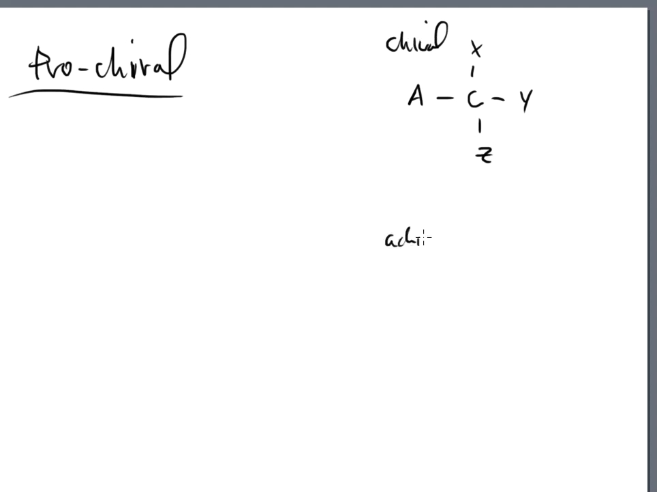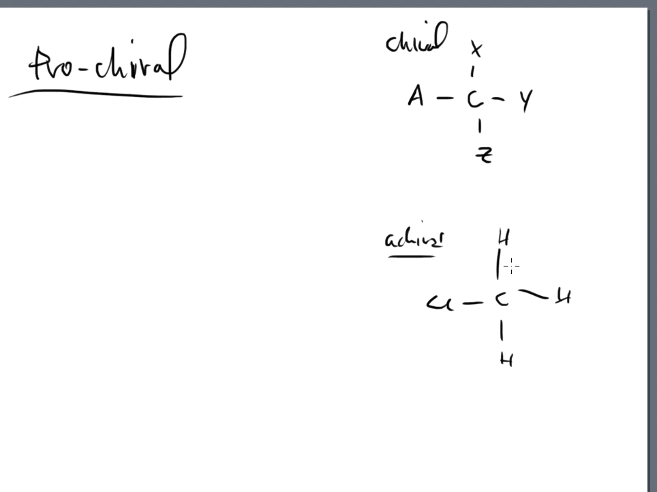Then we also have something called achiral, which is a carbon that does not have 4 different groups. So let's just say we have a hydrogen, and maybe a chlorine. I don't know. I'm just making it up. So there's no 4 different groups on that carbon. It's not chiral, and we've termed that achiral.